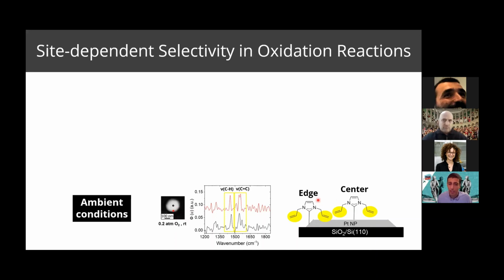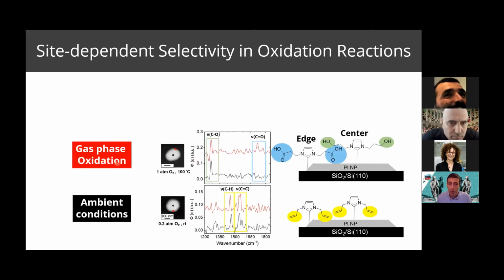Nothing really happens again. But when we try gas phase oxidation, and this time we went up with temperature, now it's 100 degrees Celsius, we see a totally different picture. If we focus on the center, we see that we lost these two indicative peaks, and we got a peak here in the COH region, which corresponds to a hydroxyl functionality on the center. And when we go to the edge, we see that we have an additional peak here at the carbonyl.